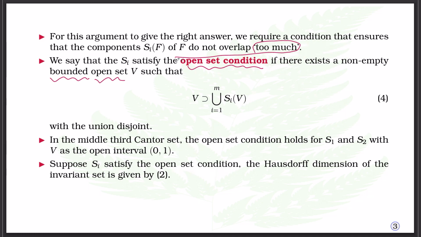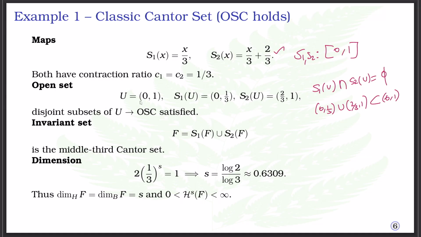We say that Si satisfies the open set condition if there exists a non-empty bounded open set V such that if you apply the mappings on this set, the images must be contained in V. Now, we are taking this set and both images are contained in it, therefore the open set condition is satisfied by the mappings S1 and S2. So, the invariant set F can be written as S1 of F union S2 of F, that means this invariant set is nothing but the middle third Cantor set.